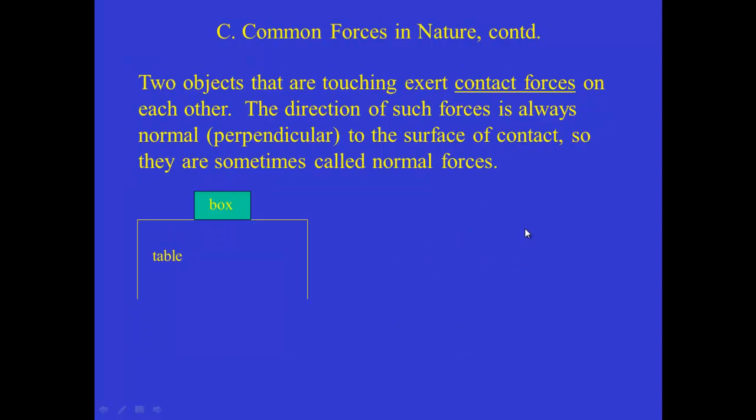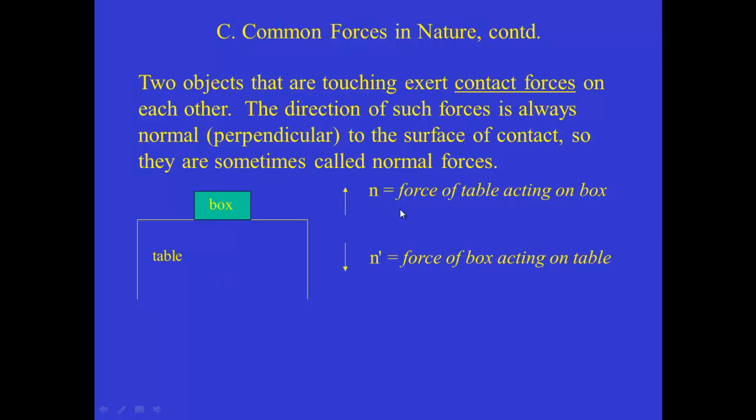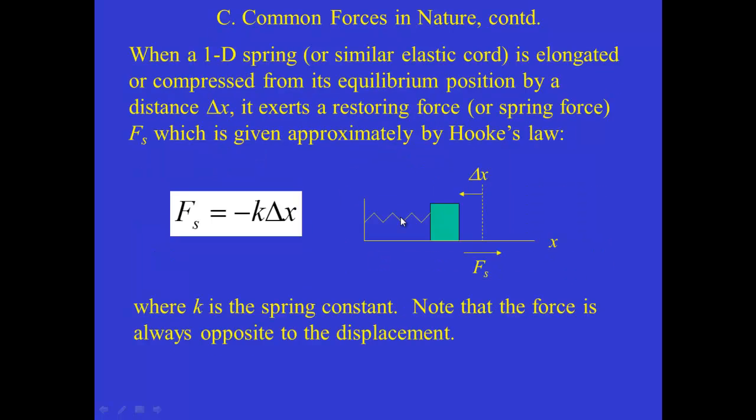We also have forces where objects are in contact and share a surface of contact with each other, and because the force is perpendicular to that surface of contact, like we see with the box on the table, we call this the normal force. In this problem there's a force of the table acting upward on the box, and there's also the force of the box acting downward on the table. And Newton's third law tells us that these two forces are equal, although they're opposite in direction.